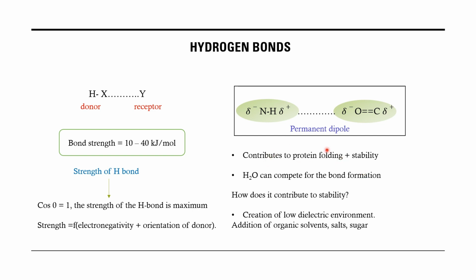Now, how does it help in maintaining the stability of protein and also contribute to protein folding? When we talk about hydrogen bonds, why do proteins want to form these bonds? Because each bond that is formed reduces the free energy of the system by minus 4.5 kilocalories per mole. This contribution is very significant if you look at the protein molecule as a whole, considering that several groups are capable of forming the bonds.